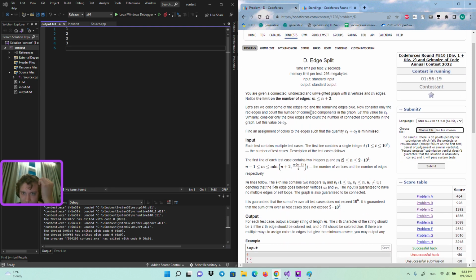You're given a connected, undirected, and unweighted graph with n vertices and m edges. Number of edges is at most n plus 2. Great. Let's say we color some edges red and the remaining edges blue. Now consider only the red edges and count the number of connected components in the graph. Let this value be C1. Similarly, count the number of connected components in the blue graph. And this is C2. We want to assign the colors so that this quantity is minimized.